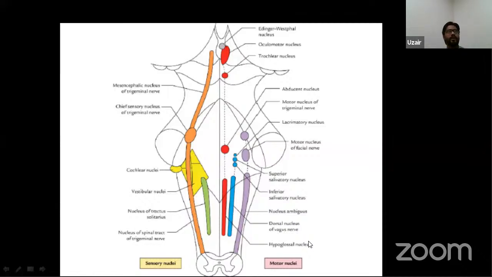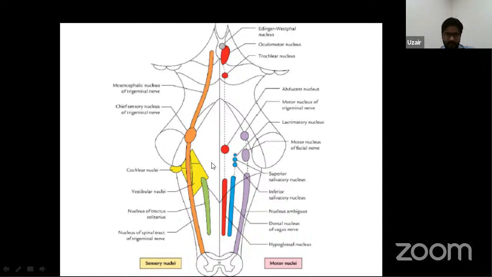Like I explained earlier, these are responsible for the general somatic efferent component and are going to control the muscles that originate from somites. Then we have special visceral efferent that are responsible to supply the muscles that originate from the branchial arches. So we have the motor nucleus of the trigeminal nerve that is responsible for the muscles of mastication. Then we have the motor nucleus of the facial nerve that is responsible for the muscles of facial expression. Then we have the nucleus ambiguus for the stylopharyngeus that is supplied by the glossopharyngeal.